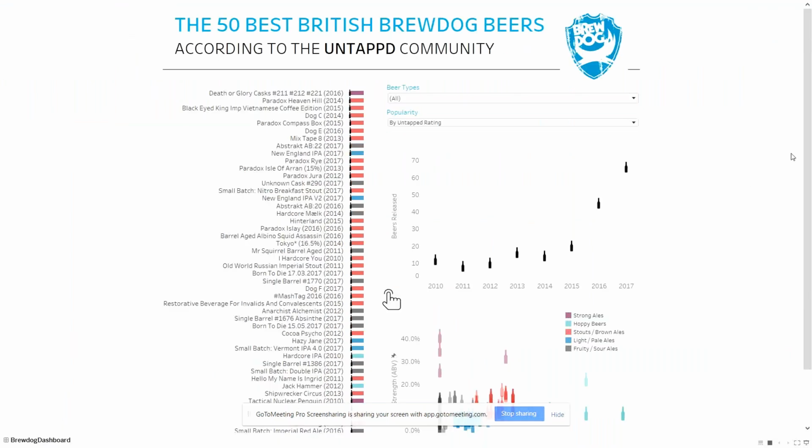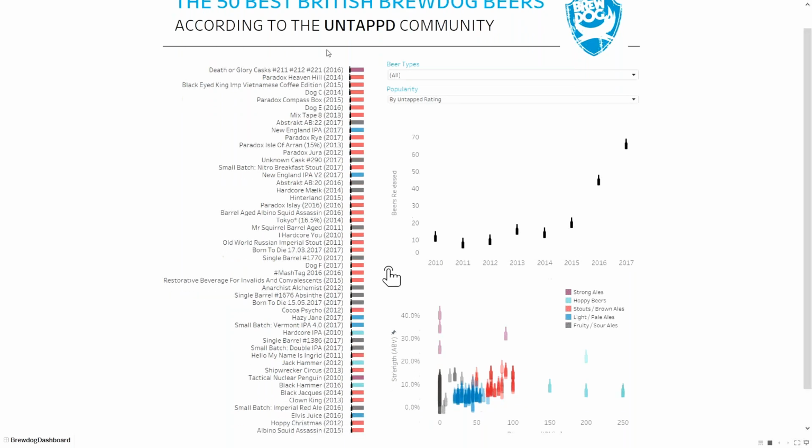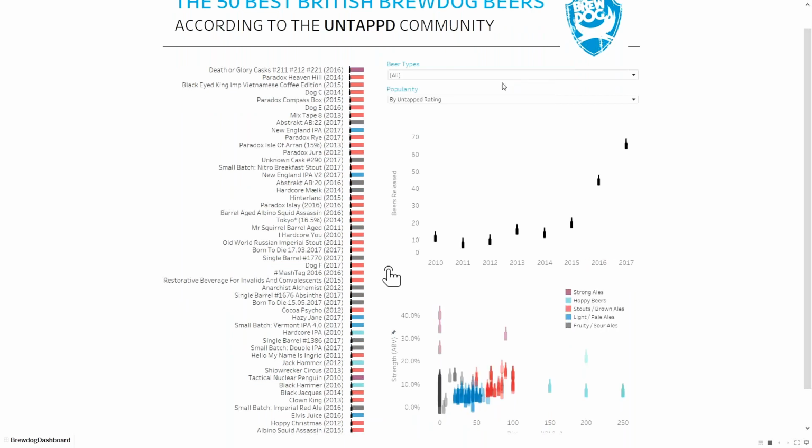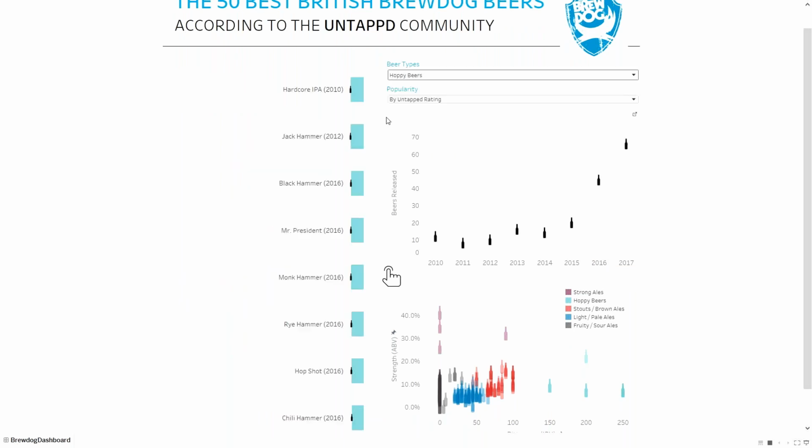Tableau. And I had this clear vision that I wanted to talk about the best beers that Brewdog do, and also make it useful so that if you knew you liked a beer, you could see similar types of beer next to it, so you would know what you like to drink. It's pretty straightforward: top 50 beers in terms of their Untapped rating. Can you pick hoppy beers from the list? Yeah. If we do just hoppy, you can see Hardcore IPA, produced in 2010, comes out on top.